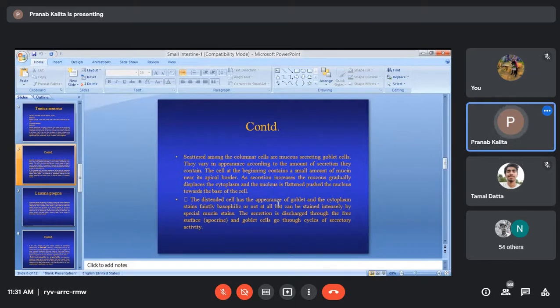And this can be stained by a special mucin stain. That means the goblet cells can be stained with a special mucin stain, I'm just telling it for your reference. They can be stained by the PAS stain, periodic acid Schiff stain. And the secretion is discharged through the free surface by the apocrine mode of secretion.